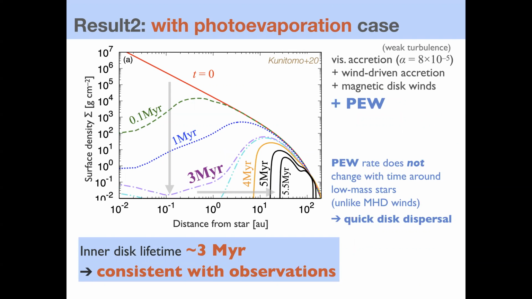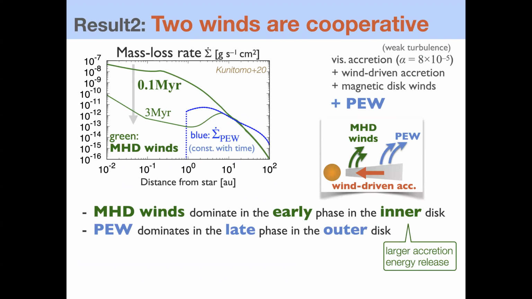This is because, unlike MHD winds, the photoevaporation rate does not decrease in the late phase and therefore drives quick dispersal. Finally, this figure shows the mass loss rates of MHD winds and photoevaporation in green and blue lines. We can see that MHD winds dominate in the early phase in the inner region. On the other hand, photoevaporation does in the late phase in the outer disk. So I conclude that these winds are cooperative and both winds should be considered in the realistic disk evolution models.